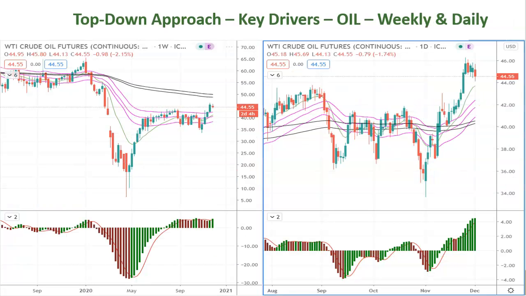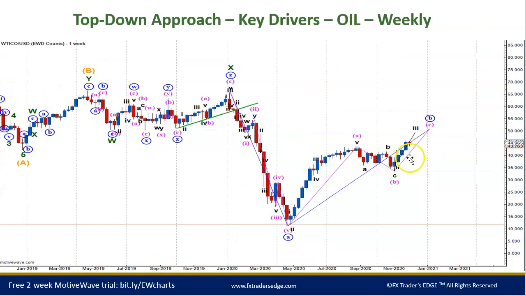Now if we look at the wavy tunnel with oil on the left, that would mean oil moving into this area over here, the $50 to $55 area, before turning around. And if we look at the wave count, it is also calling for a move up to the $50 to $55 range, and this would be the end of a B wave, which is a corrective wave, and then oil should head down again.